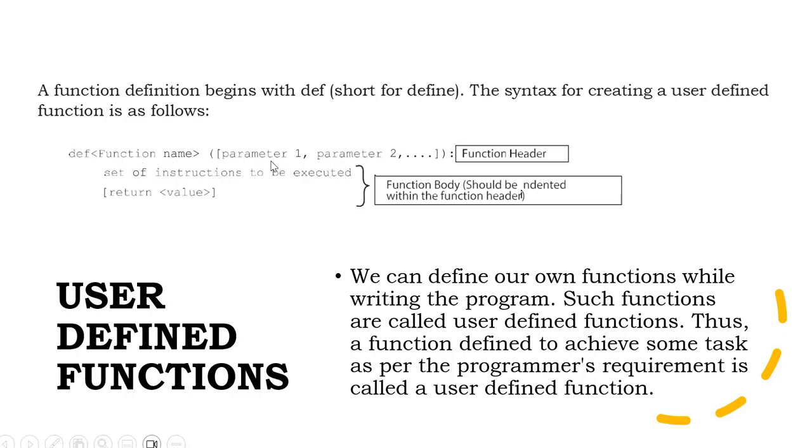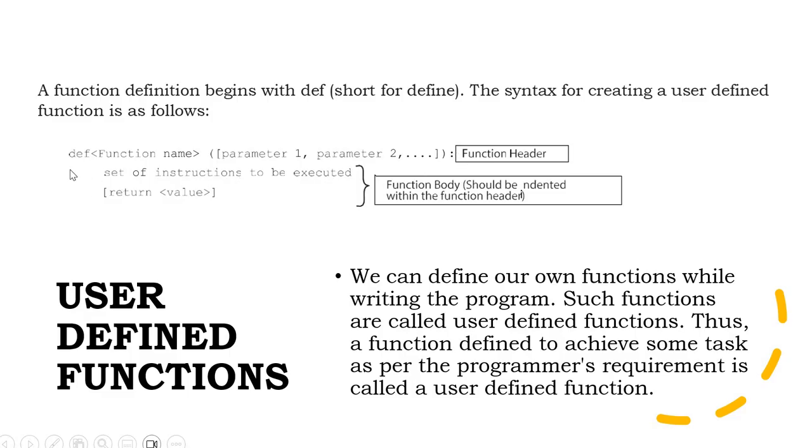Then within parentheses we will write the parameters. Like if you want to write the code for adding two numbers, so number 1, number 2. Okay, so all those things you will be writing. After closing that parenthesis, you have to provide a colon. Okay, you have to write a colon.